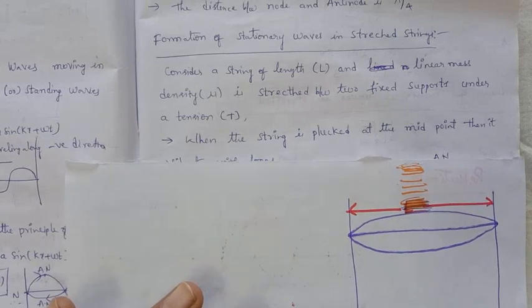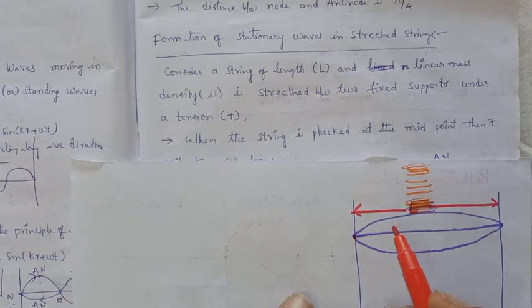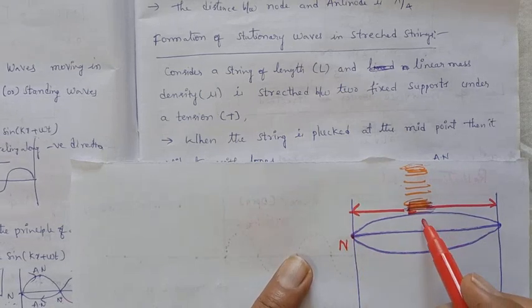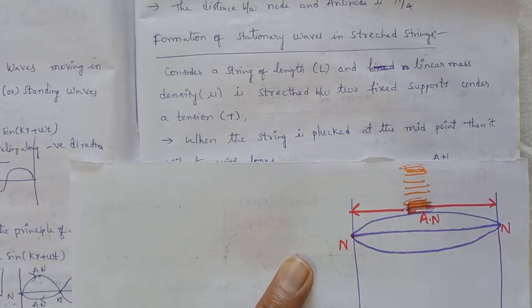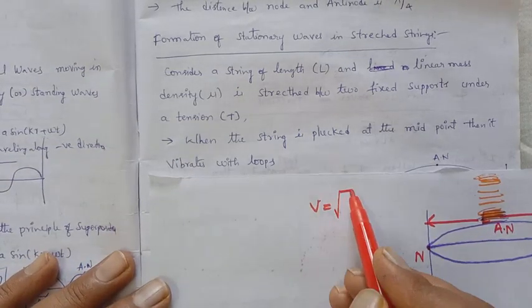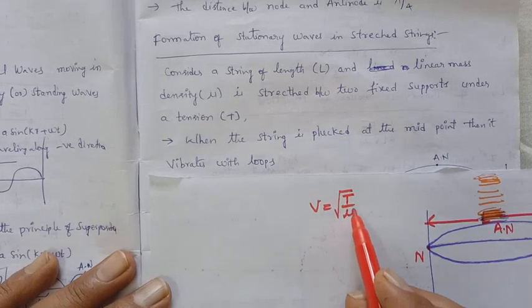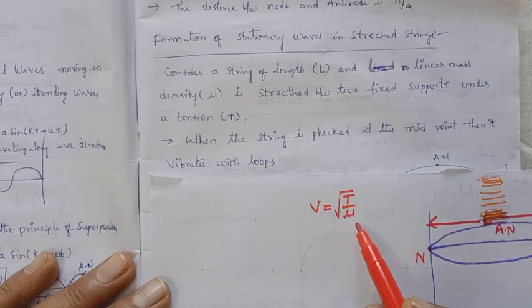When it is plucked and vibrating with a single loop, where the amplitude is minimum, that point is called a node. Where the amplitude is maximum, that point is called the antinode, and this one is called a node. So here the length is fixed. When it is vibrating, the velocity v is equal to under root of T by mu, where T means tension in the string and mu means linear mass density.